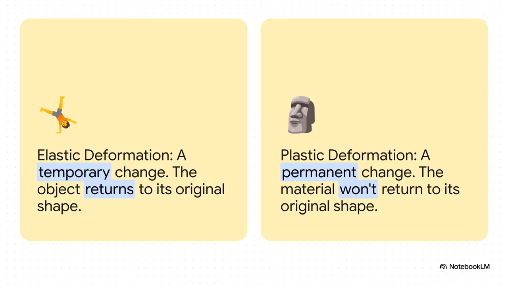You see, there are two main types of deformation. On one side, you've got elastic deformation. Think of a rubber band. You stretch just a little bit. You let go, and it snaps right back to its original shape. It's temporary. But on the other side, you have plastic deformation. This is the point of no return. You've stretched it so far that you've permanently changed its internal structure.